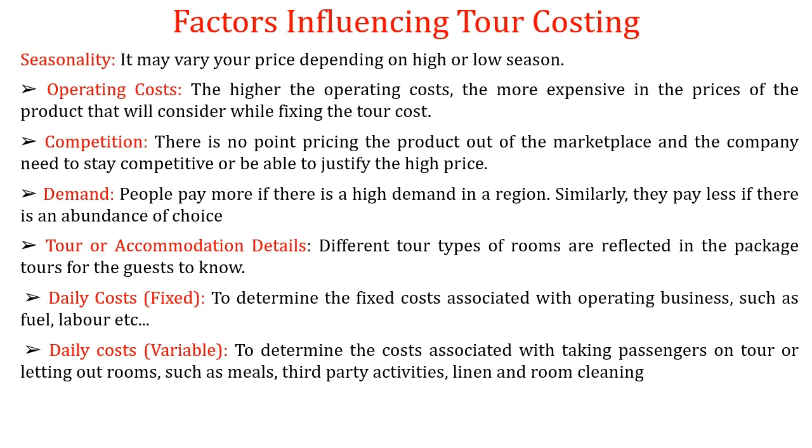So in this slide we are going to deal with the factors influencing tour costing. What are the factors influencing the tour cost, whether it may increase or decrease. So the factors are as follows. One of the factors is called seasonality. As we are all aware, India has two major seasons. One is called summer, another one is called winter, and monsoon also we can include. Monsoon in the sense southwest monsoon and northeast monsoon. Southwest monsoon always starts from June's first week, and the northeast monsoon starts from October or November onwards. So the season may vary your price depending on high or low season.